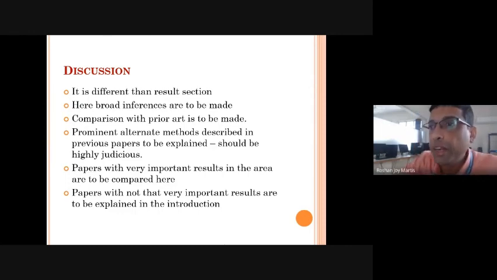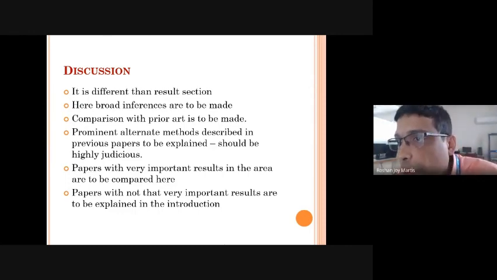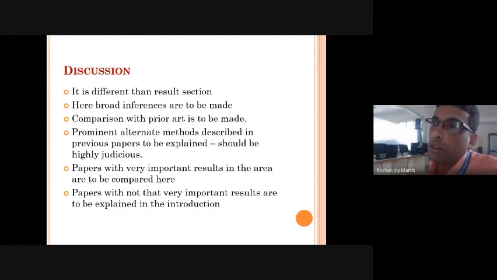Then prominent alternate methods described in previous papers are to be mentioned in your table, and you can explain them in one or two sentences. Elaborate explanation is not required, and you have to do it judiciously, judging appropriately for that application. Papers with important results need to be compared here. Papers not aligned that much in this area are to be explained in the introduction, in the literature survey.